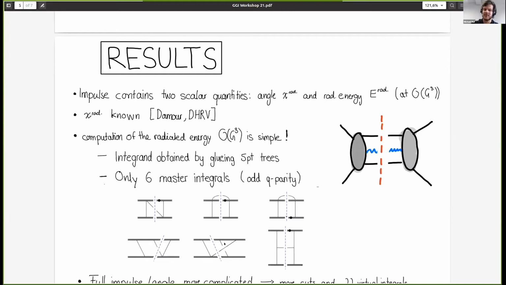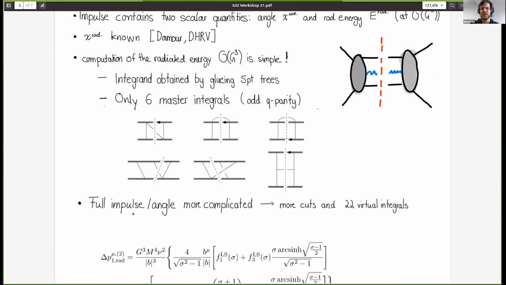You only have to compute 6 integrals, and this is what we did in the first paper, in a short paper. If you want to get the full impulse, this is a bit more complicated. You actually have to compute the virtual integrals. There's a total of 22 virtual integrals. Of course, as we heard, the number of actual integrals might be reduced by a bit if you focus on the relevant contributions.